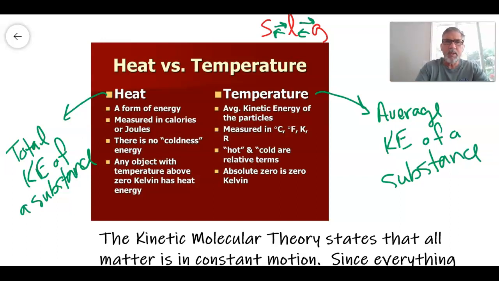So heat is a form of energy. If we go through this list, it's a form of energy, right? It's measured in calories or joules. So the heat energy of food is going to be the calorie. And the way we measure calories, we'll talk about later when we have thermochemistry, is we burn the food. We measure the amount of kinetic energy or heat it puts off, and we give that the unit of calorie.